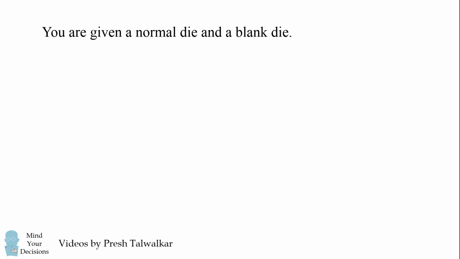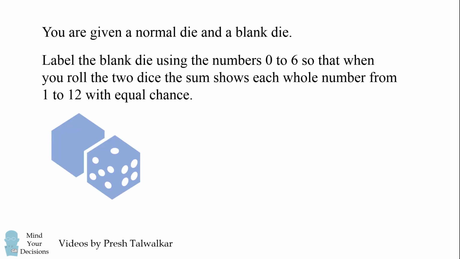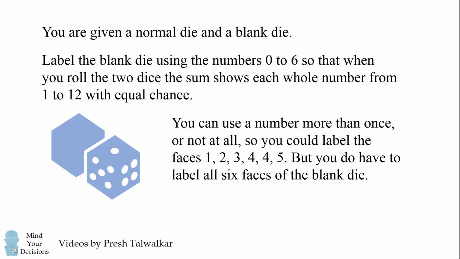You are given a normal die and a blank die. Label the blank die using the numbers 0 to 6 so that when you roll the two dice, the sum shows each whole number from 1 to 12 with equal chance. You can use a number more than once or not at all. So you could label the faces 1, 2, 3, 4, 4, 5. But you do have to label all 6 faces of the blank die. This was asked as an interview question at Amazon.